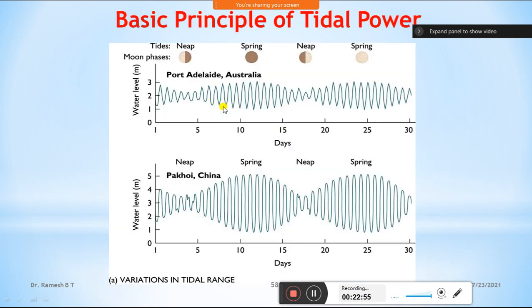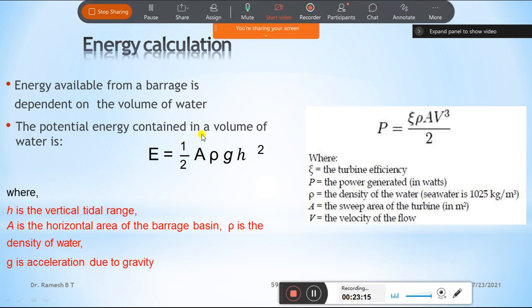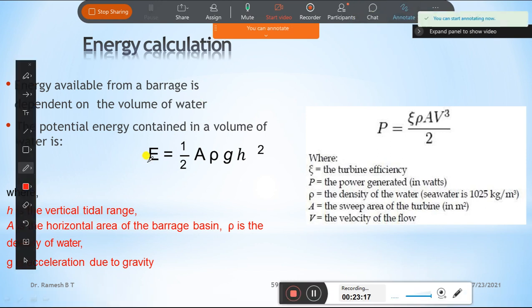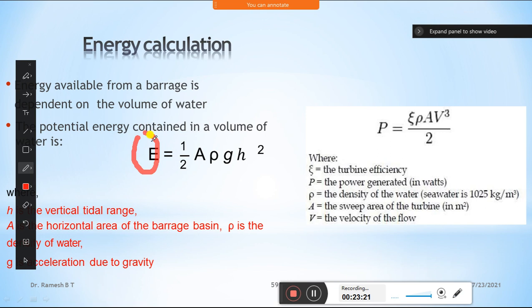And coming to the power, the energy calculation. We can use some mathematical equations to calculate the energy developed or energy converted by these tides. Okay, so the energy available from a barrage depends upon the volume of the water. Of course, it directly depends upon the volume of the water. The potential energy contained in a volume of water can be given by E, capital E, is equal to half A rho g H squared.